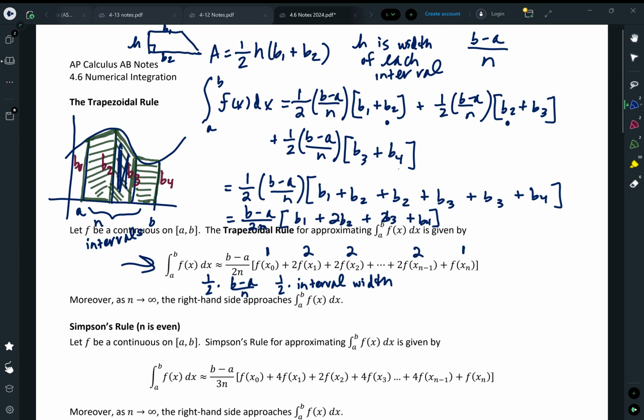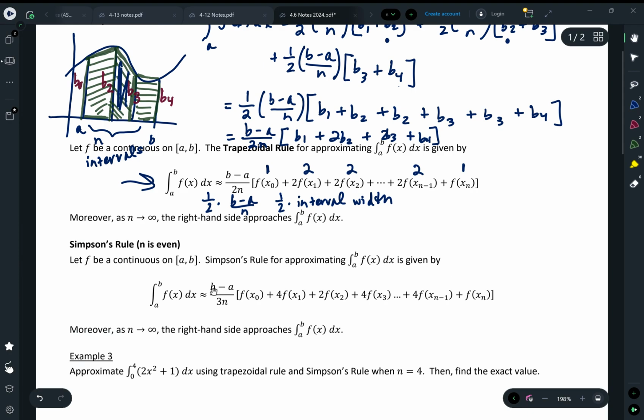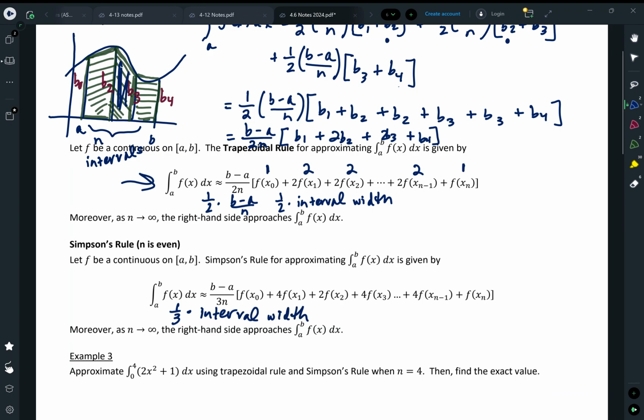So the difference for Simpson's rule, if you look at Simpson's rule down below here, you can see in our fraction, instead of b minus a over 2n, there's a 3n. So this one is really a 1/3 times the interval width. So still that b minus a over n. And then instead of a 1, 2, 2, 2, 2, 1 pattern, and let's note here that Simpson's rule is for even numbers of intervals, I have a 1, 4, 2, 4. That pattern keeps repeating all the way until we get to a 4 and then a 1 again at the end.